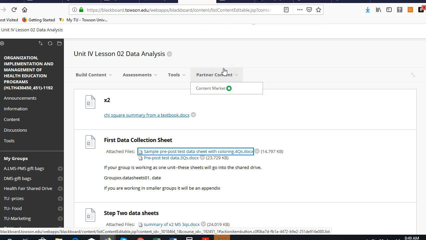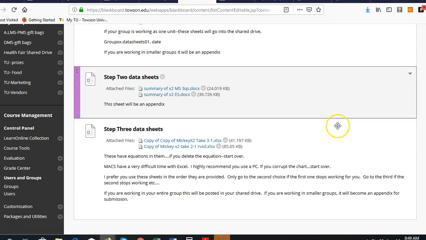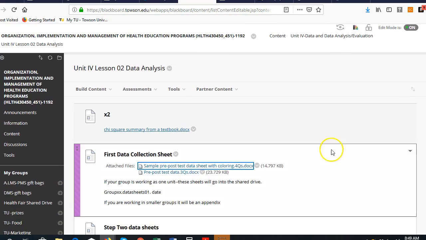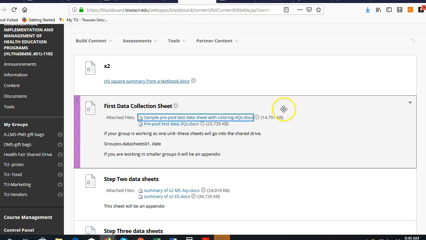Hello, this lecture is based on step 1 of our data collection. In our Blackboard page, Unit 4, Lesson 2, Data Analysis, you will find several steps of data, where this lecture is only about step 1. You will be using this sheet, pre-post test data, 3 questions, but we're going to look at this one just for coloring purposes.